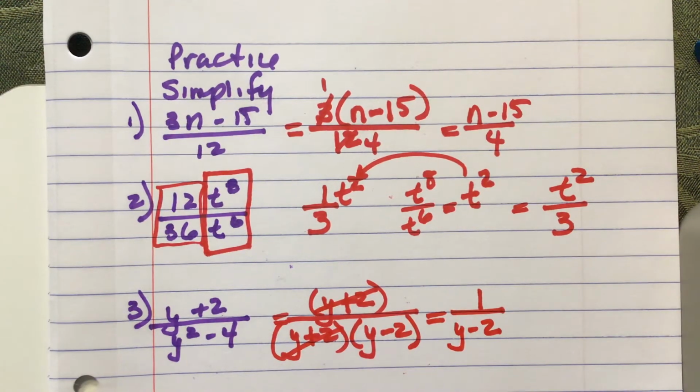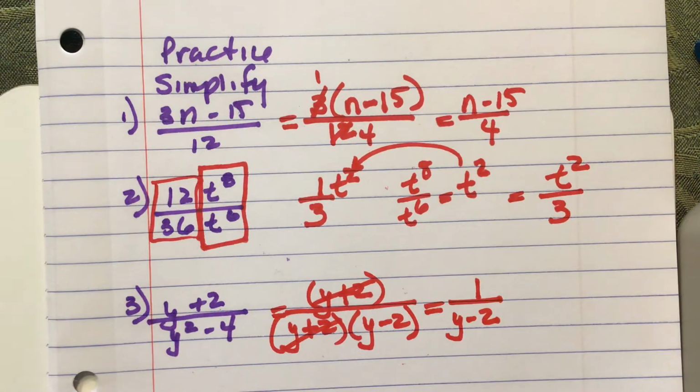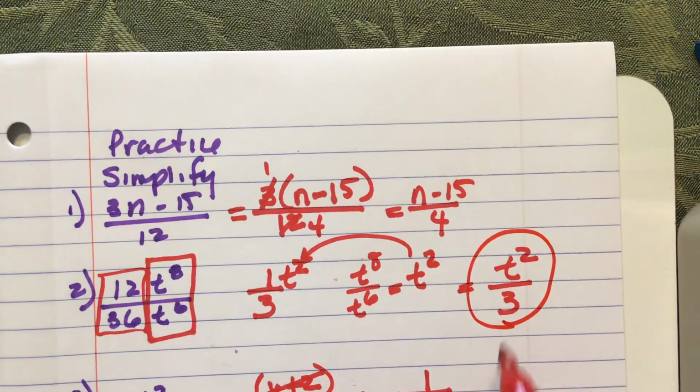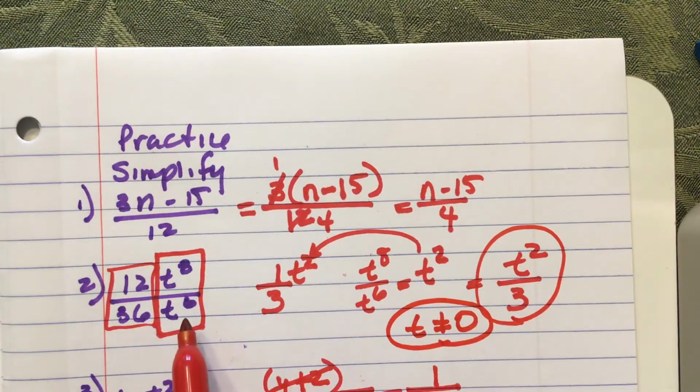Now let's go back and take a look at a couple things. I did not list my restrictions here, and I need to do that. Are there any restrictions on the first one? Well, I don't have any variables on my first one, so I don't have any restrictions. Do I have any restrictions on my second one? Well, I have a variable of t in the denominator. So even though I simplified this to be t squared minus 3, t is not allowed to be equal to 0. There's my restriction, because in my original expression, I have t to the 6 in the denominator.